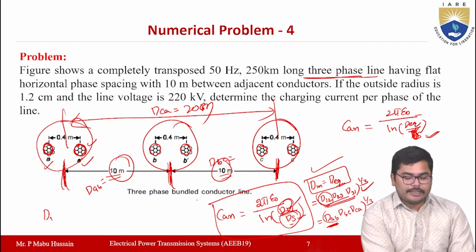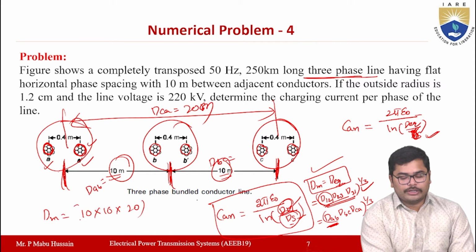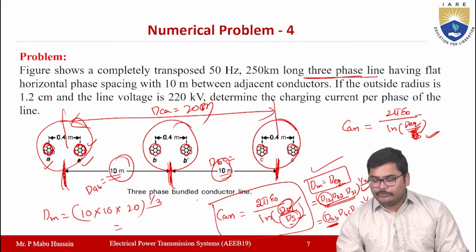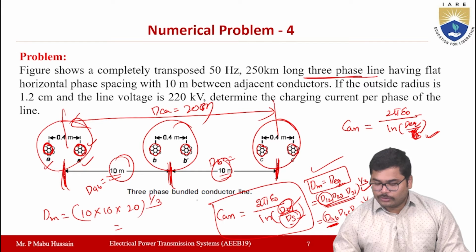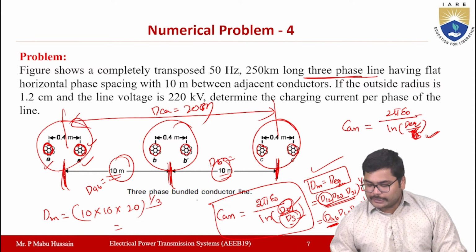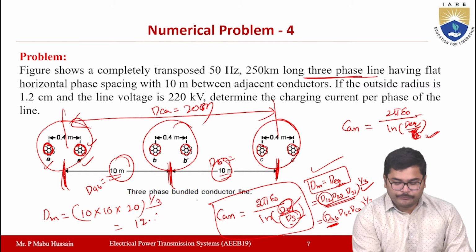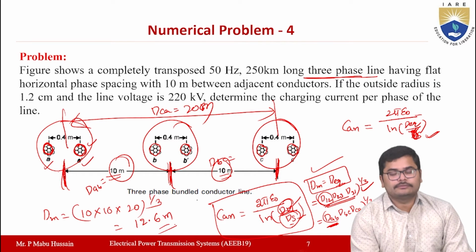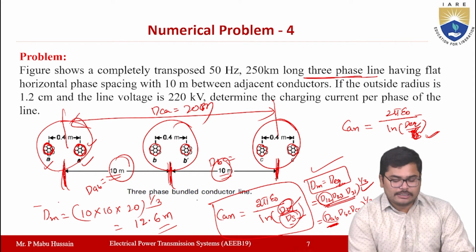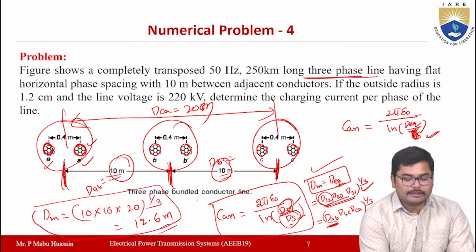So the value of DM is equal to (10 into 10 into 20) whole to the power of 1 by 3. If you calculate this value, you will get around 12.6 meters. So 12.6 meters is the DM value. This is one method for finding the DM value.